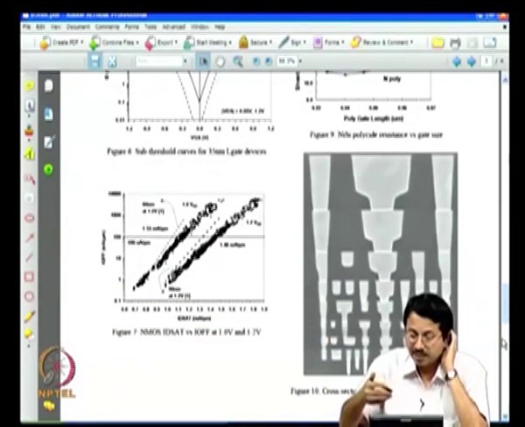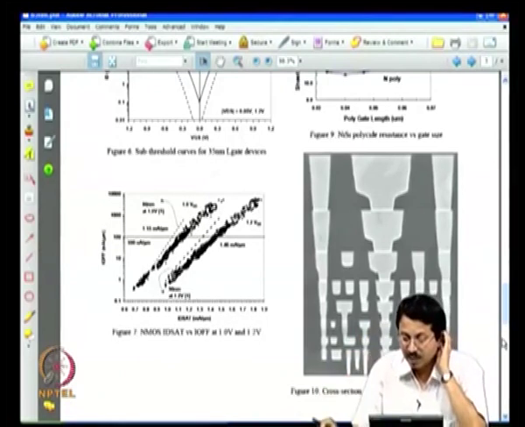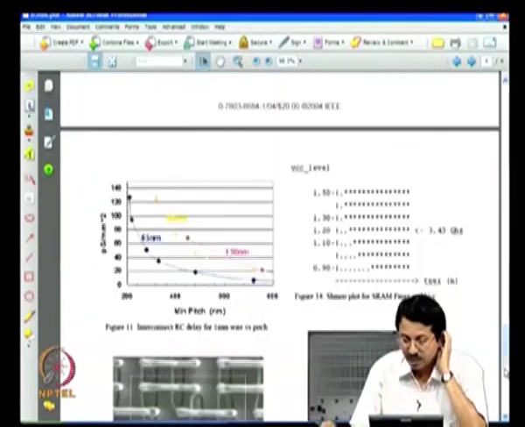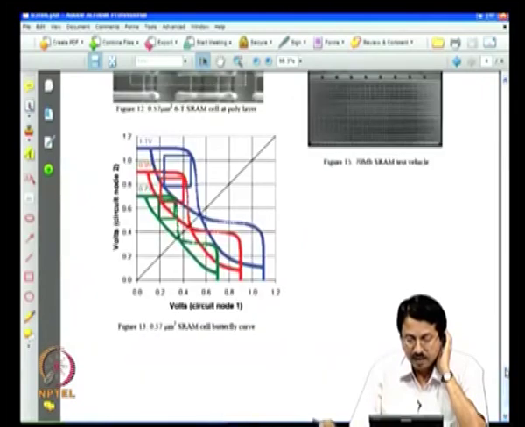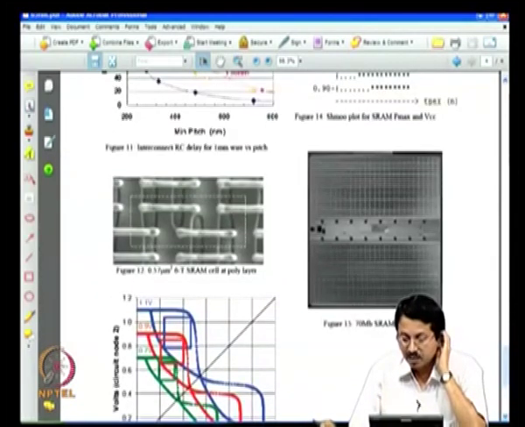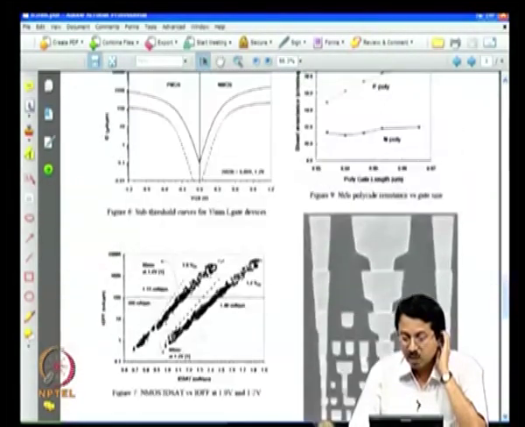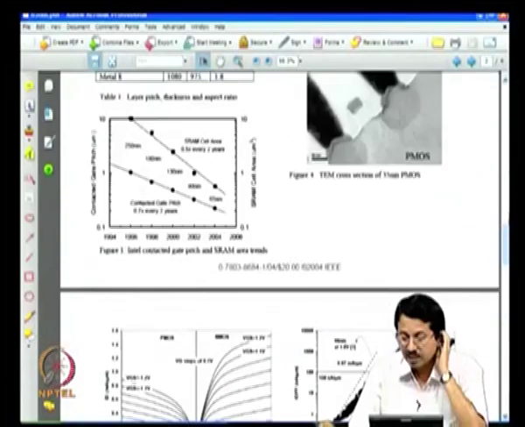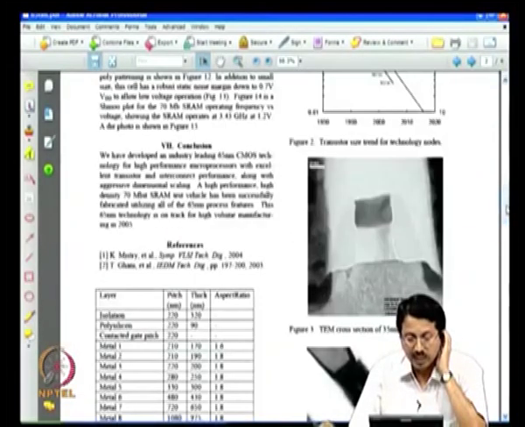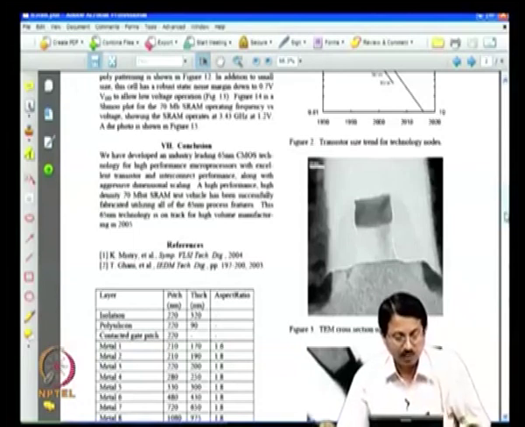This is a very nice cross section showing different levels of metal interconnects. They have made an SRAM, this is a 70 megabit SRAM test vehicle, and they have been able to show that this SRAM operates at frequencies close to 2 gigahertz. No major departures.